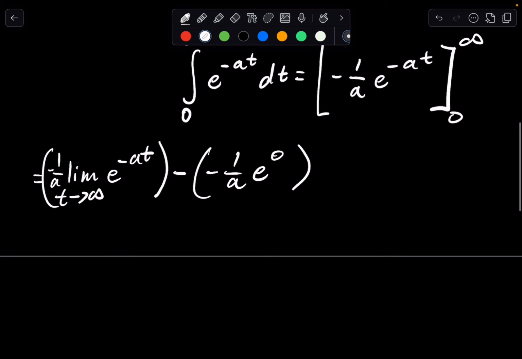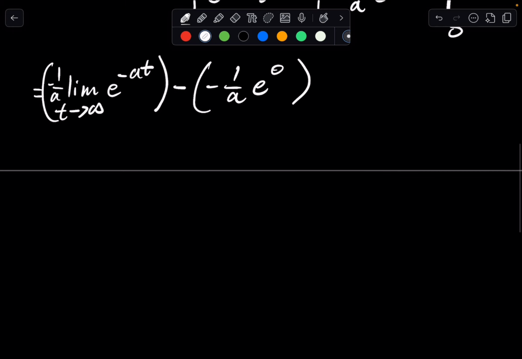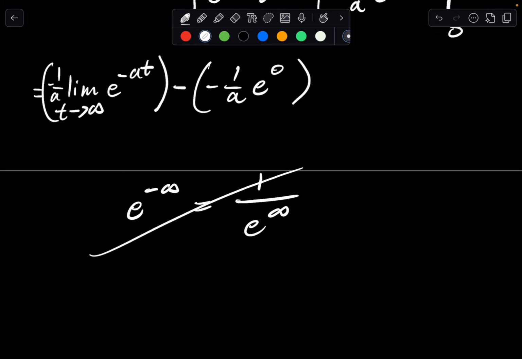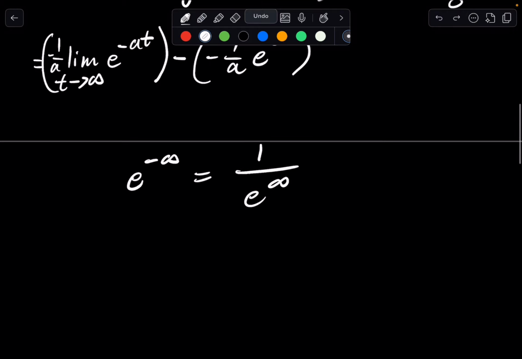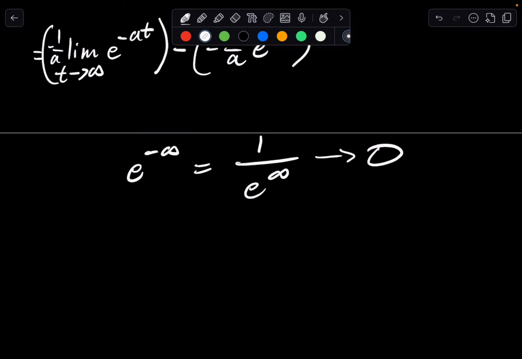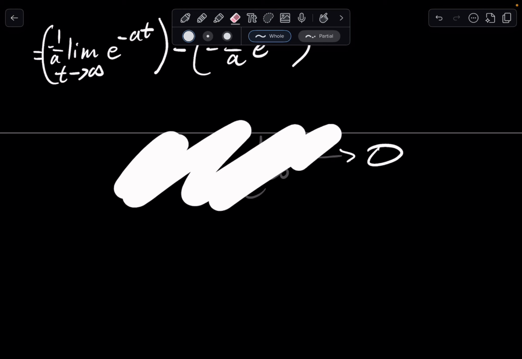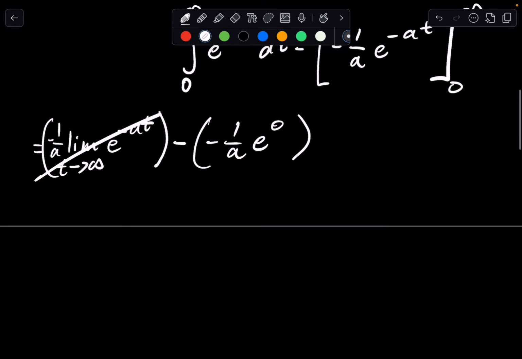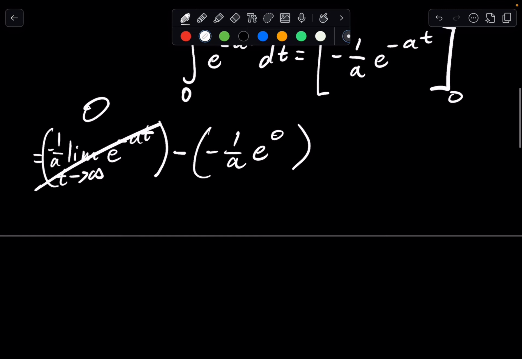So once we do this, what do we get? As t grows and grows and grows, e to the negative infinity, what is this equal to? This is equal to 1 over e to the infinity. This is not mathematical. This is like scratch work to help you visualize what's happening here. As t grows larger and larger, this term e to the negative at becomes closer and closer to 0. It gets infinitesimally close to 0. That's what I mean. So as t grows, this entire term becomes 0, which is pretty cool, honestly.